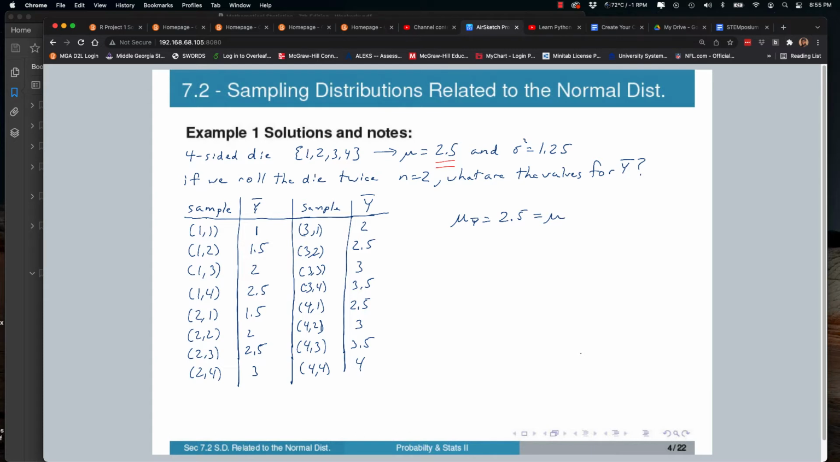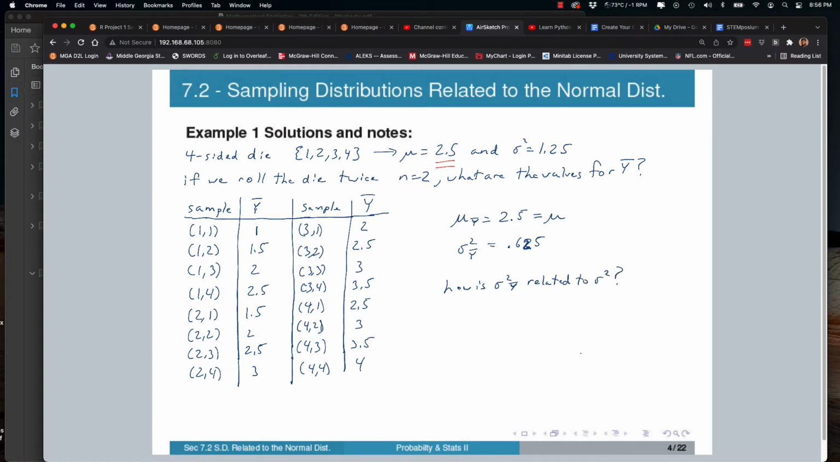If you calculate the variance of this guy, and I would probably use technology to do that because there's a lot of numbers there, sigma squared of the sample means of all those values in the y-bar columns is 0.625. So the question comes, all right, the mean was the same, but the variance has changed when we sampled. So how is sigma squared sub y-bar related to sigma squared?